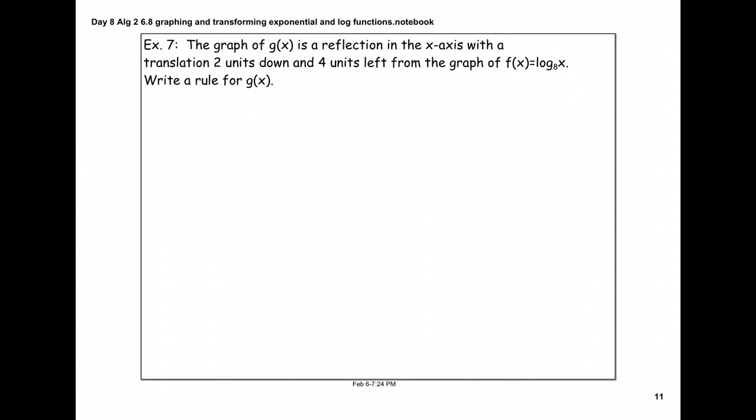The last example, the graph of g of x is a reflection in the x-axis with a translation 2 units down, 4 units left from the graph of the function f of x equals log with the base 8 of x. Write the rule for g of x. So g of x equals a reflection over the x-axis makes our log negative. Our log with the base 8 stays the same as if it's a parent function per se. We're going to move left 4 by putting x plus 4. And then 2 units down, we would have a minus 2 on the outside.